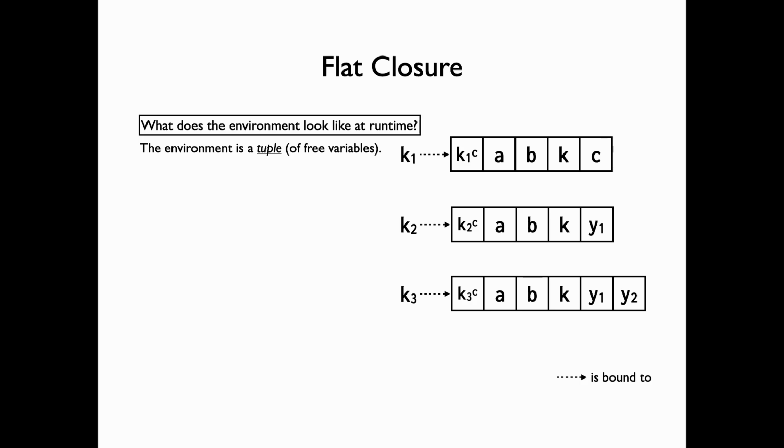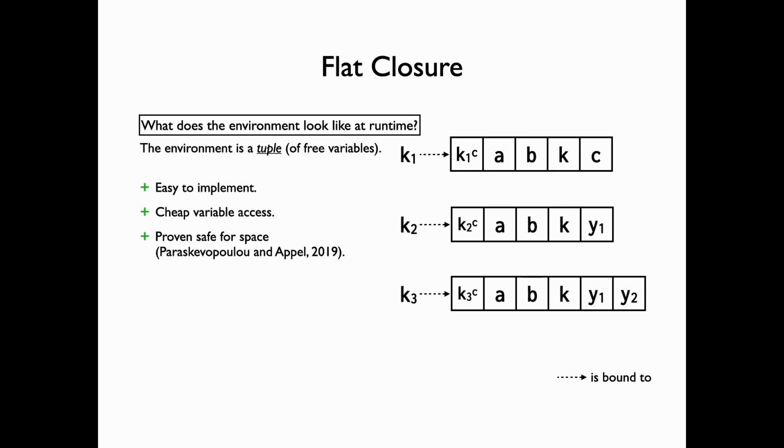So what does the environment look like under flat closure? It is very simple. The environment is just a tuple of free variables. Despite the simplicity, it has actually 3 really nice properties. First of all, it's really easy to implement, and we don't like to make our life harder than it really is. Second, the variable accesses are very cheap. If K3 needs to access the variable A, it can do so via one load away from the closure pointer.